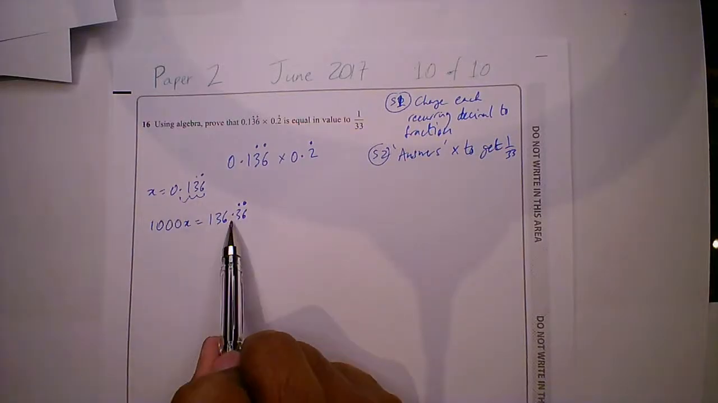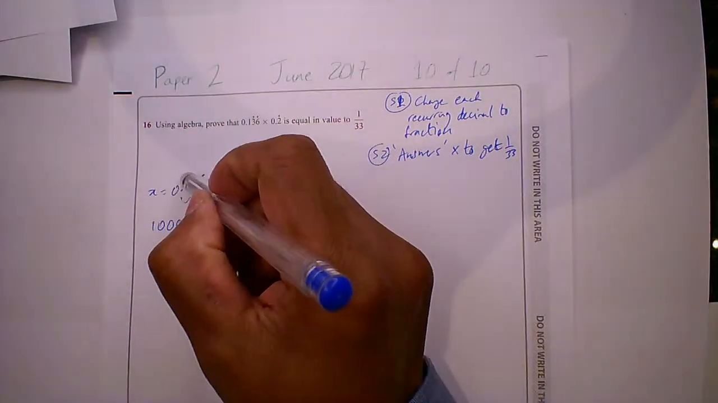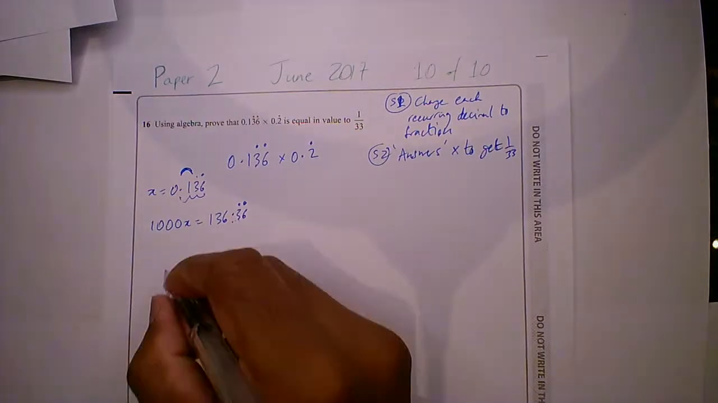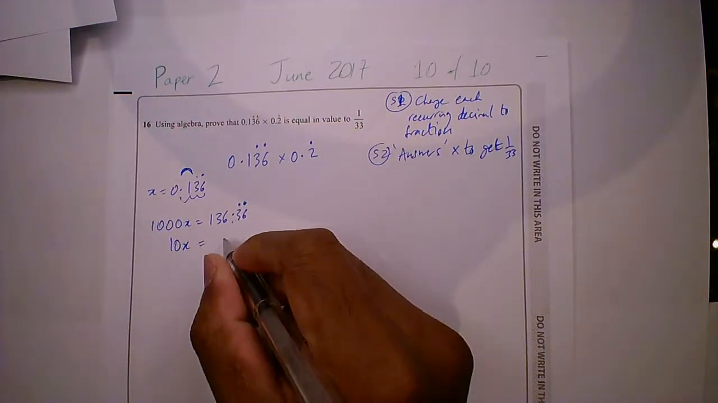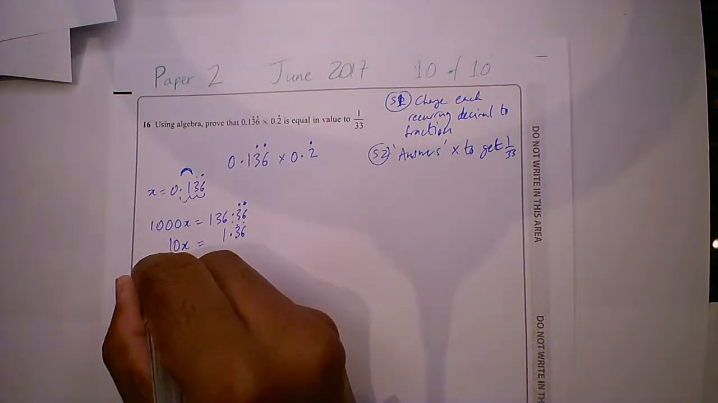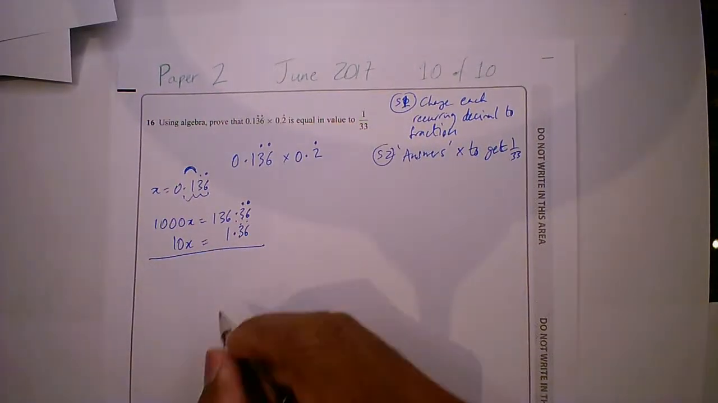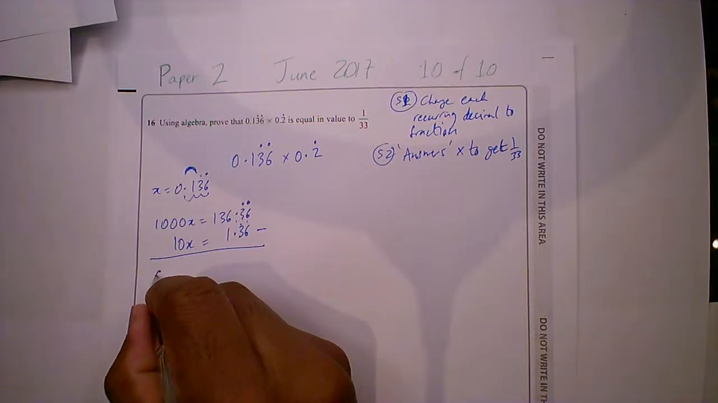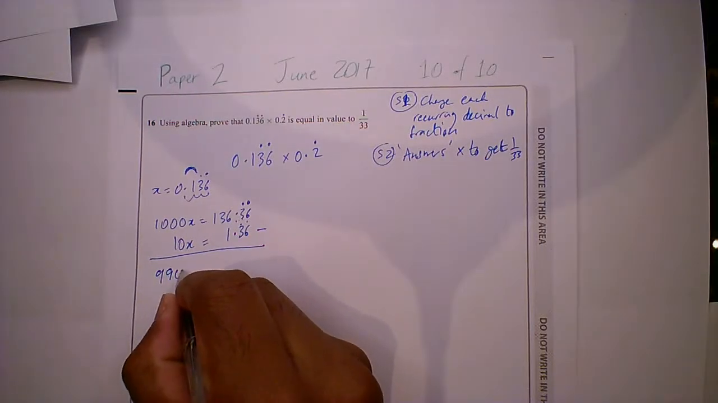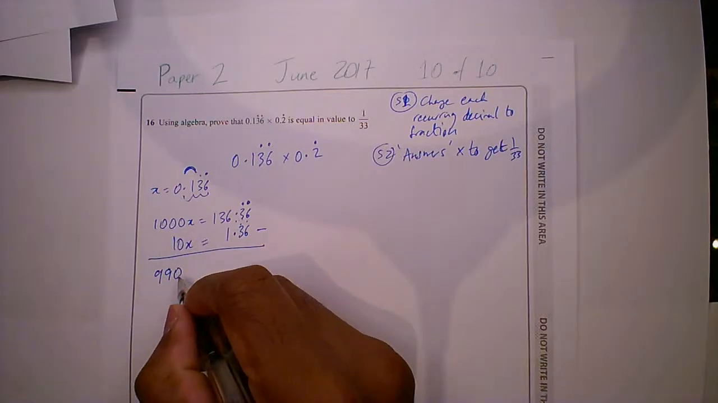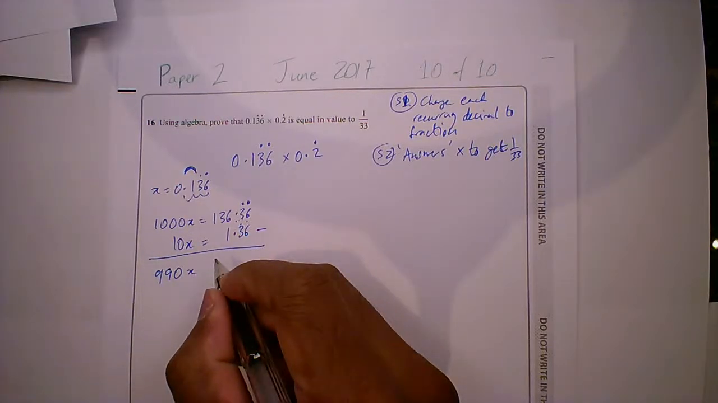And then after my decimal point, I want it to be a 3. So how many places do I need to shuffle across? It's 1 place value, so that's 10x. So this is 1.36 recurring. Now I can do my subtraction. 1000 take away 10 is 990x.